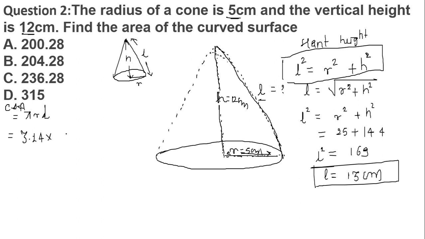And what is the radius given here? Radius is equal to 5 centimeter. And what is the length? Length is equal to 13 centimeter. That is the slant height. 3.14 into 5 into 13 will give me 204.28. So 204.28 centimeter square is the curved surface area for the given cone. So option number B is the correct answer for the given question. Moving on to the next question now.